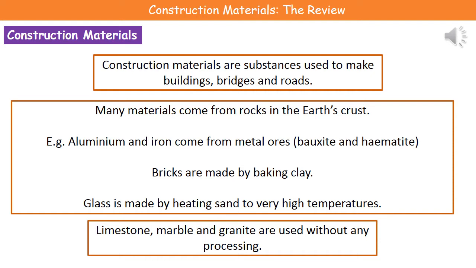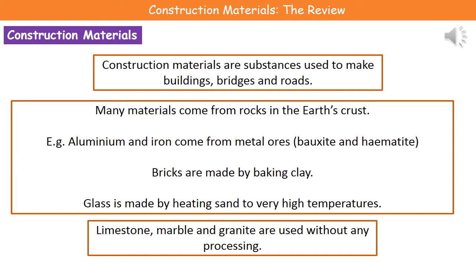So aluminium and iron come from these things called metal ores. So aluminium comes from this ore called bauxite, and iron comes from this ore called hematite. If we're looking at bricks, then we get clay out of the Earth's crust, and then when we bake it, we can make our bricks. If we want to make glass, then we'll take sand and heat it to very high temperatures in order to generate it. So all of those things come from rocks in the Earth's crust.